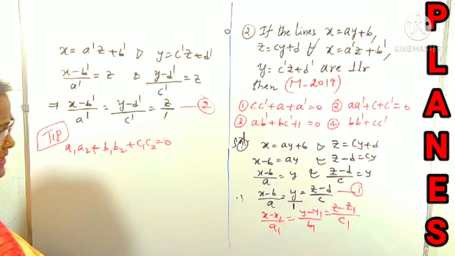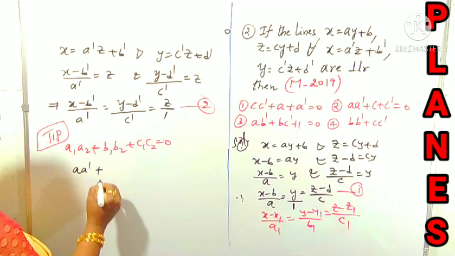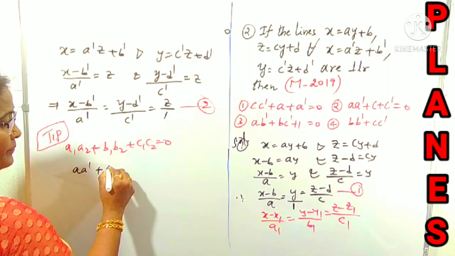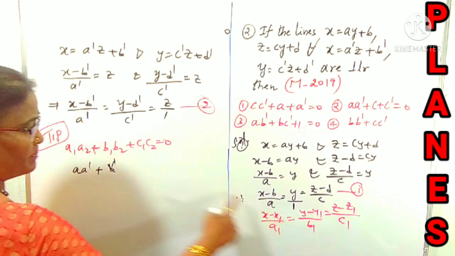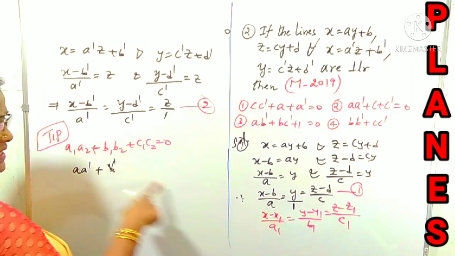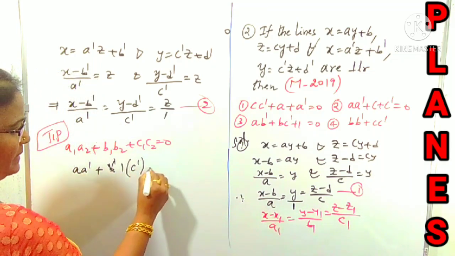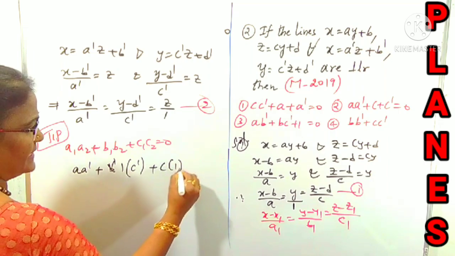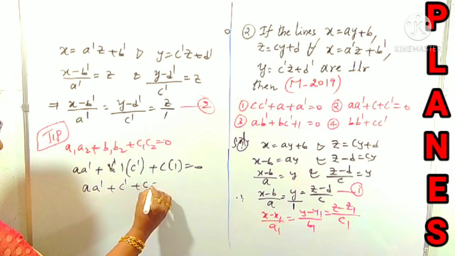In a1 a2, a1 is a and a2 is a dash. That means a into a dash plus b1 into b dash plus c dash. In place of b1, sorry, in place of a1, a is there, and a2 is a dash. Next, in place of b1 is 1, so 1 into b dash plus c dash is there. Plus, in place of c1, c is there, and c2 is 1. It is equal to 0. Shall I rewrite this? a dash plus c dash plus c is equal to 0.